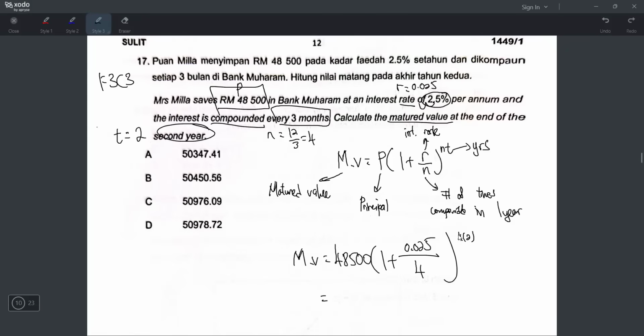So now let's press. I will press the bracket first. So I'll press 1 plus 0.025 over 4 equals, and then answer power 8 equals, and then answer times 48500. I will press like that. So my calculator gives me 50978.72. So 50978.72, D is the answer. You round off to 2 decimal places, because this is RM. RM is always in 2 decimal places. All right, let's continue.